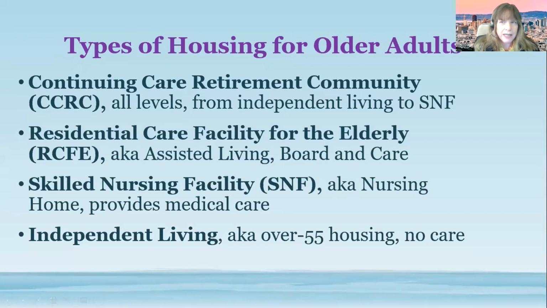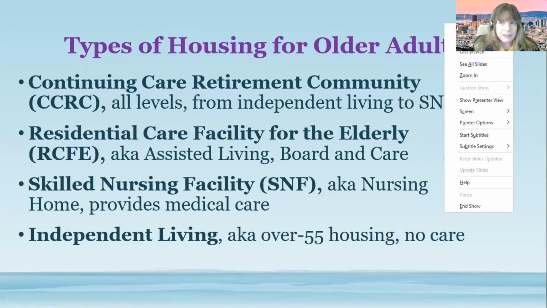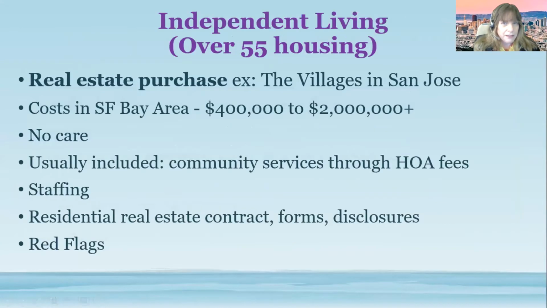So let me go ahead and talk about the different housing options. So the over 55 housing, independent living, is probably what most of you are familiar with. So if you are in the San Jose area, the Villages in San Jose is a prime example of this kind of community. So costs, the Bay Area could be 400,000 to over 2 million or more.